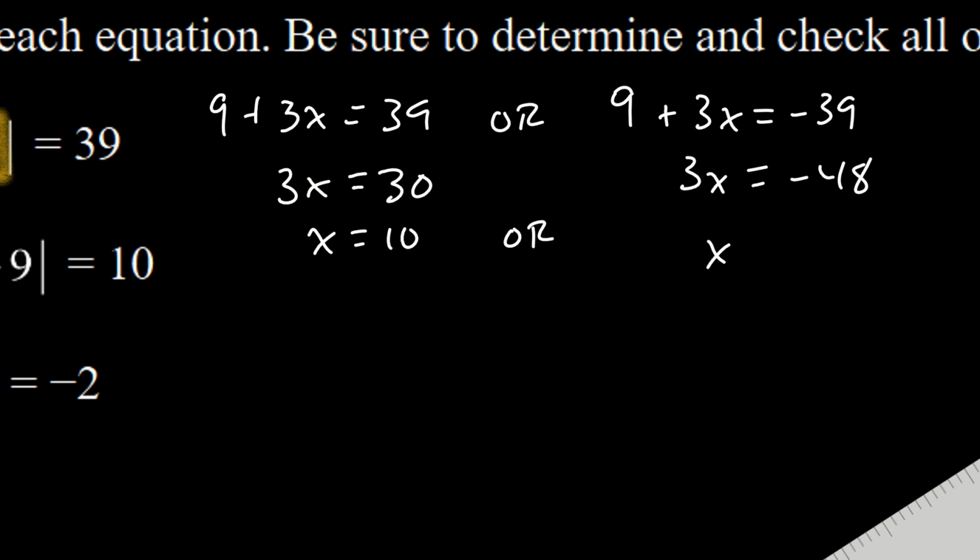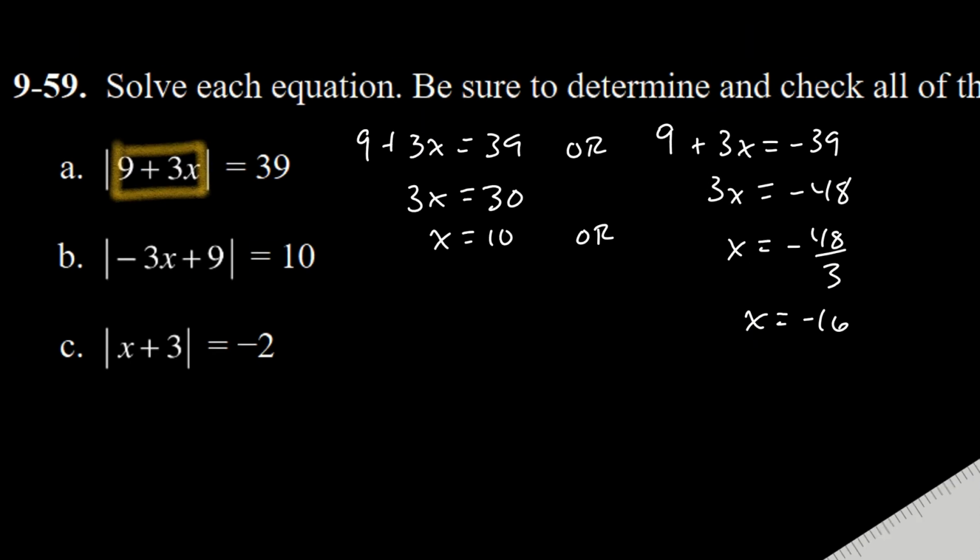And if I divide by 3, I get x is negative 48 thirds. And I believe that 48 divided by 3 is 16. So that means that x is negative 16. So there are two solutions for this problem, right? And I probably should write it all together. X is either 10 or X is negative 16.